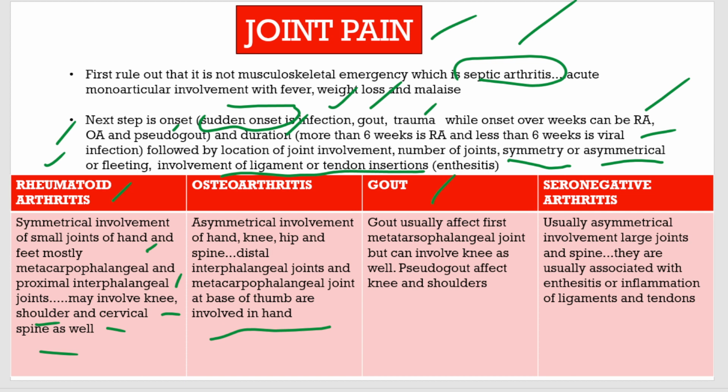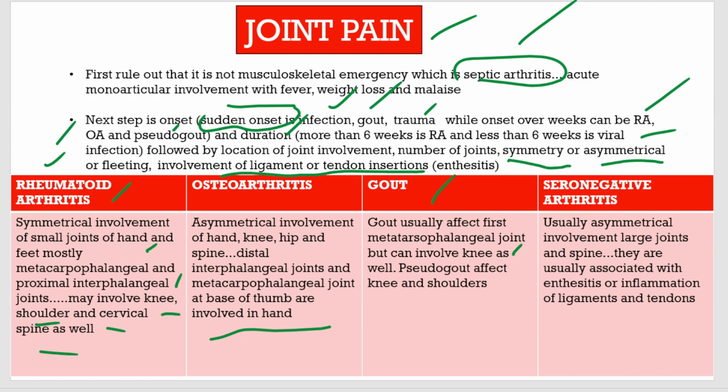Then gout. Gout usually affects the first metatarsophalangeal joint, but it can involve the knee joint as well. Gout can affect knees and shoulders as well. Seronegative arthritis has four diseases. One is ankylosing spondylitis, then psoriatic arthritis, reactive arthritis, and enteropathic arthritis, meaning inflammatory bowel disease related arthritis.